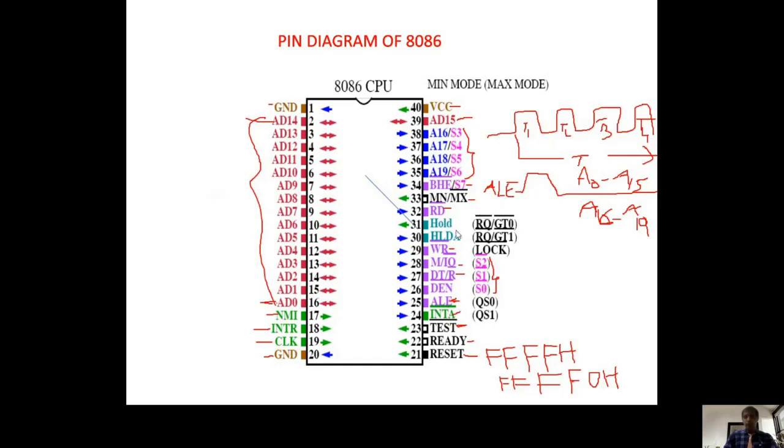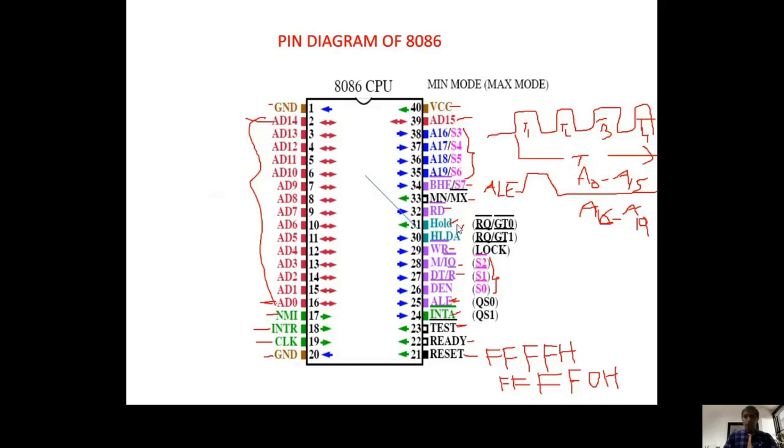Now coming to HOLD and HLDA, these two are also important. These two functions are similar to the functioning of these two in maximum mode. So consider carefully, HOLD and HLDA. HOLD is a signal, and HLDA means hold acknowledgement. What is the full name of HLDA? Hold acknowledgement. First HOLD, then HLDA. Right. So put together, these two are pins 30 and 31.